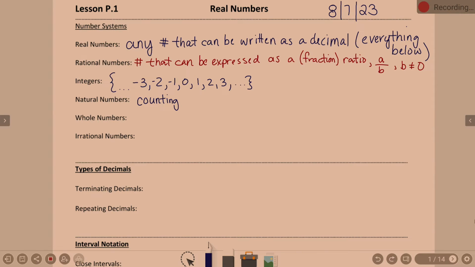When you were a kindergartner, how did you count? Did you start with 0? Do you even start with 0 now? Probably not. As soon as I say that you don't, someone's going to get smart aleck with me and start counting at 0. But generally speaking, we don't start at 0, do we? Okay. So your natural numbers, another name for them is the counting numbers, 1, 2, 3, 4, 5, and so on and so forth. What about whole numbers?